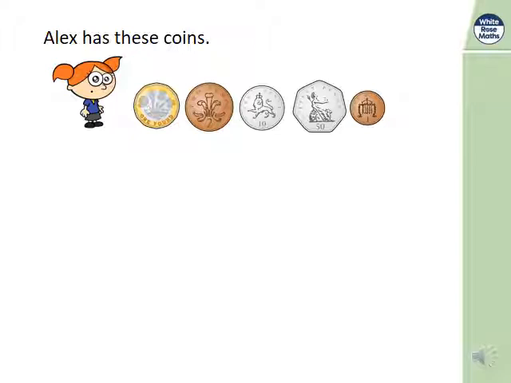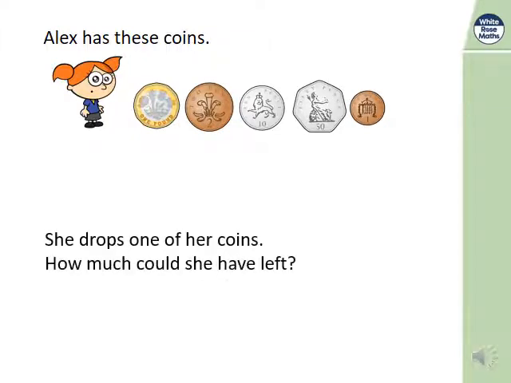Let's have a look at this problem. It says Alex has these coins. She drops one of her coins. How much could she have left? So you need to pause the video and have a think. What are all the possibilities if she drops one of those coins? What money could she have left? Have a think. What could you do to organise this so that you can make sure you have all the possibilities? Pause the video and have a go.